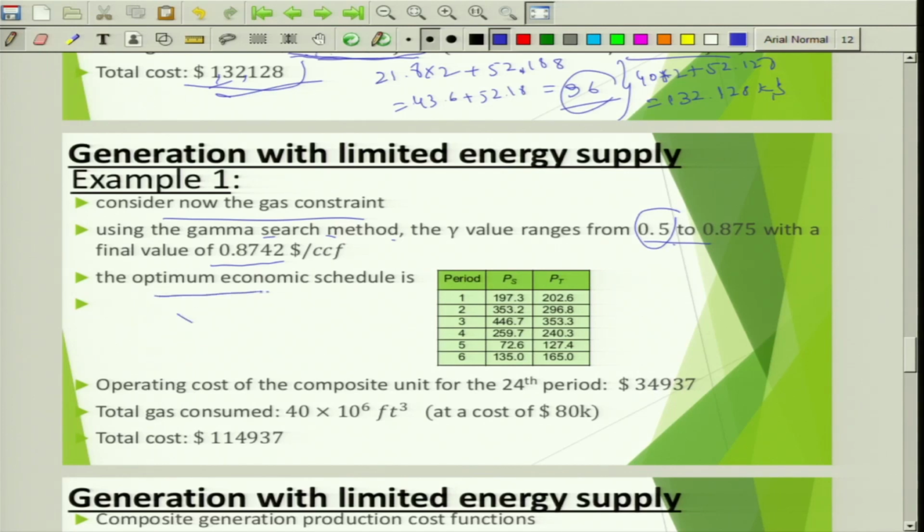Now the optimum economic schedule is coming out like this for each interval. PS is this, PT, PS, PT and all this. You can see here that everywhere the minimum and maximum constraints are being met. So it is more than 50 and less than 400 or 500.